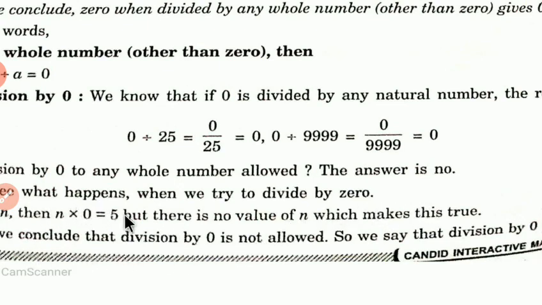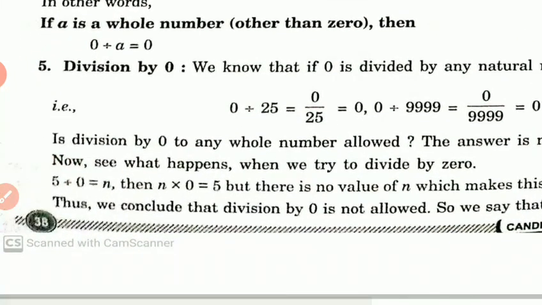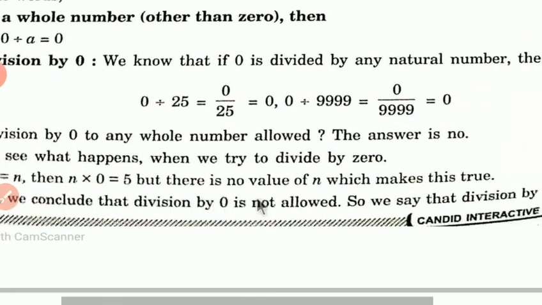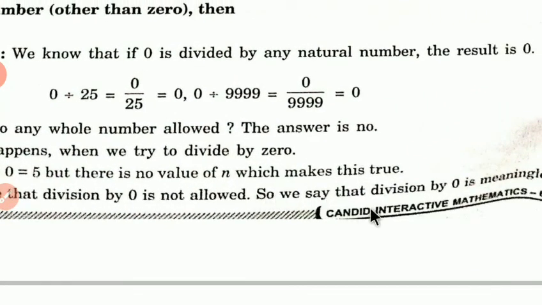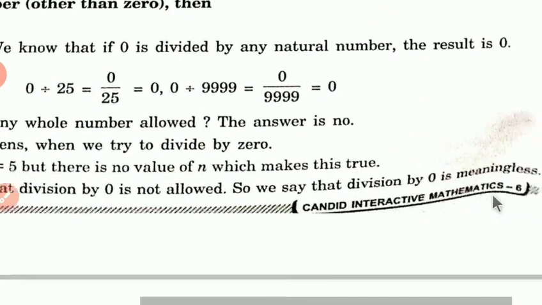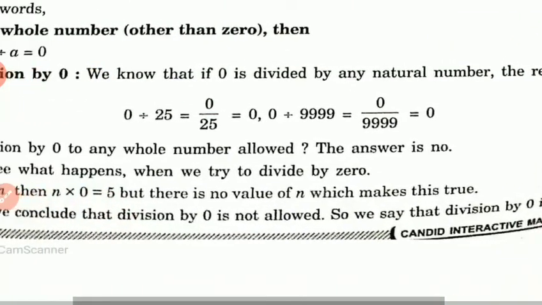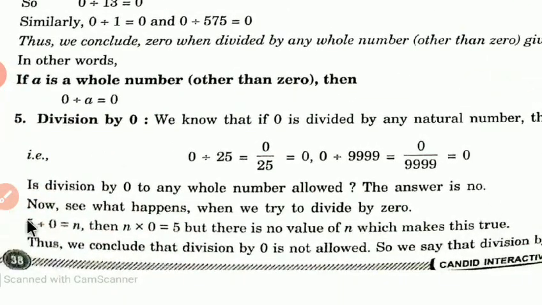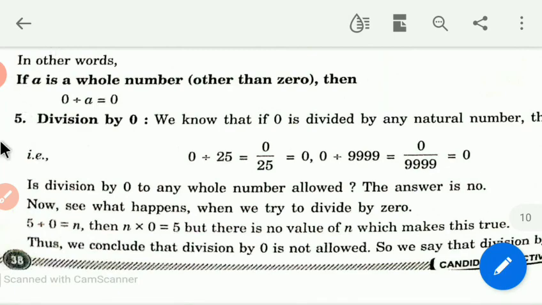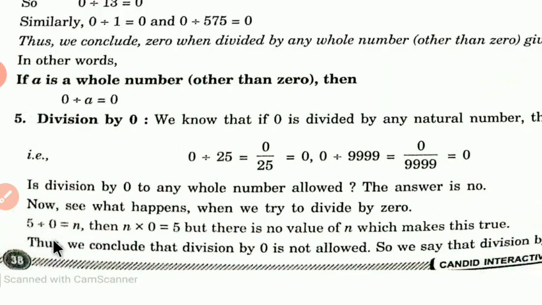It means there is no value of n for which, if we multiply by 0, we'll get the answer 5. So we can conclude that division by 0 is not allowed, or we can say that division by 0 is meaningless. Here it means we can find the answer of 0 divided by 25, but we cannot find the answer of 25 divided by 0, or we can say that we cannot divide any whole number by 0.